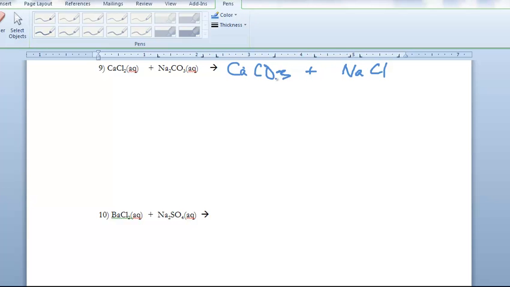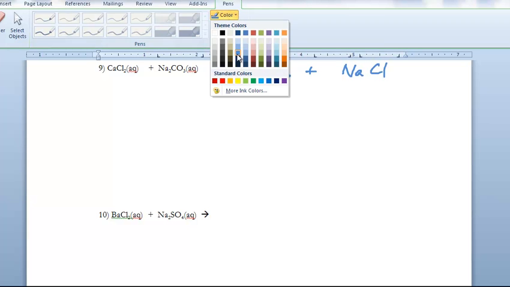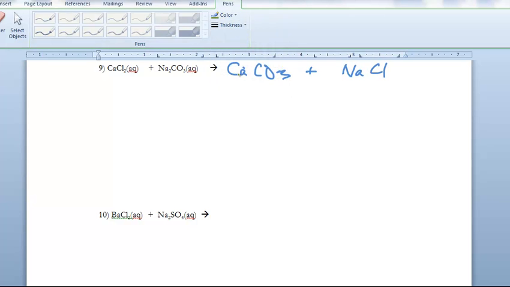All right. Now let's balance this first. Looks like we've got the right number of calciums and carbonates, but we need to double the number of sodium and chloride ions on the right side. So you just put a 2 there, and then we're all set. Okay. Now, which one of these two is going to fall out of solution?